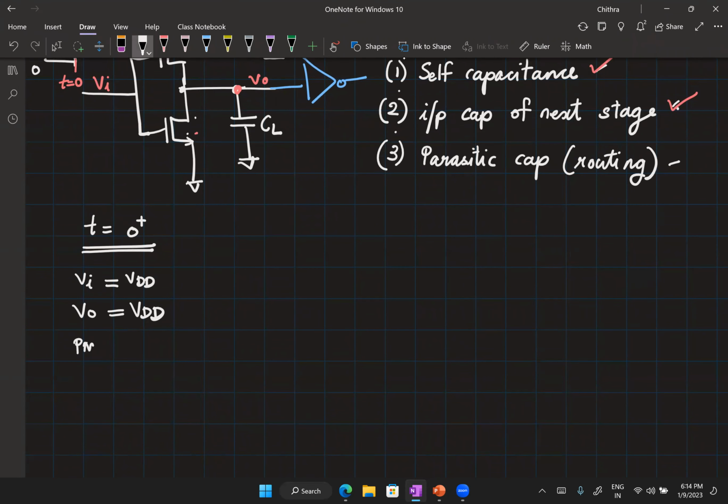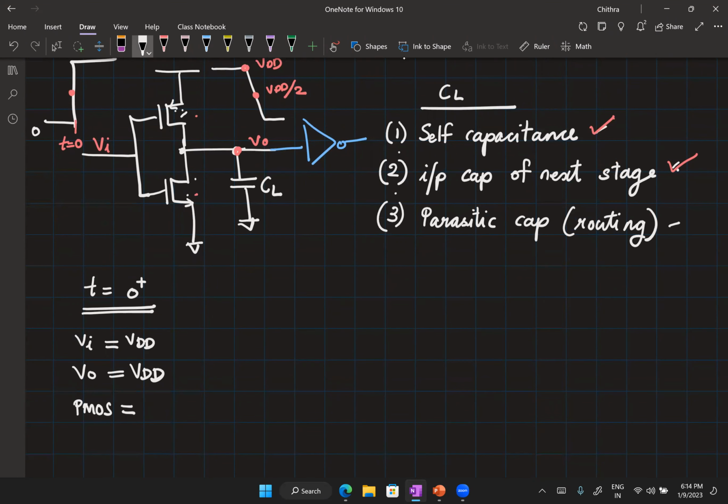Okay. So can you tell me what region the PMOS is in? So let's look at the PMOS. What is its VSG? 0. Its source voltage is VDD, gate voltage is VDD, so its VSG is 0. So what region is it? Cutoff. What about the NMOS? Okay, let's look at it. So what is its VGS?